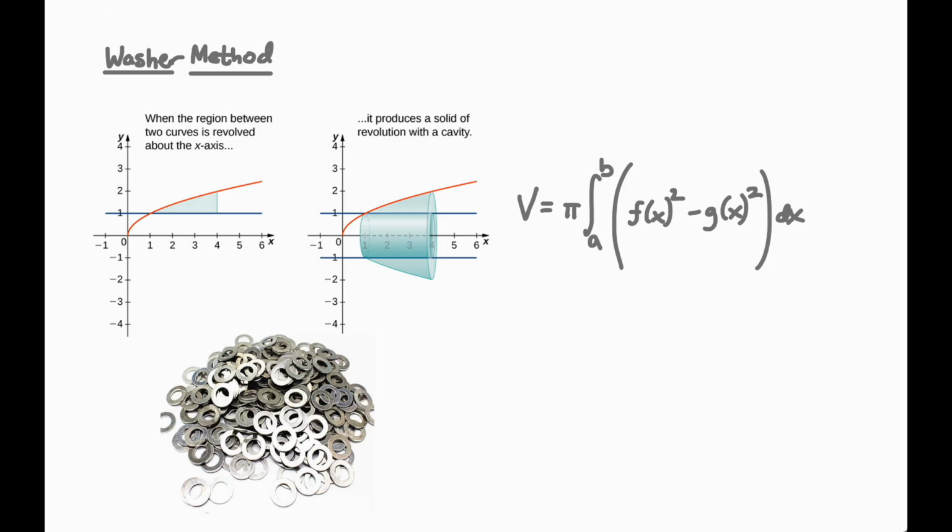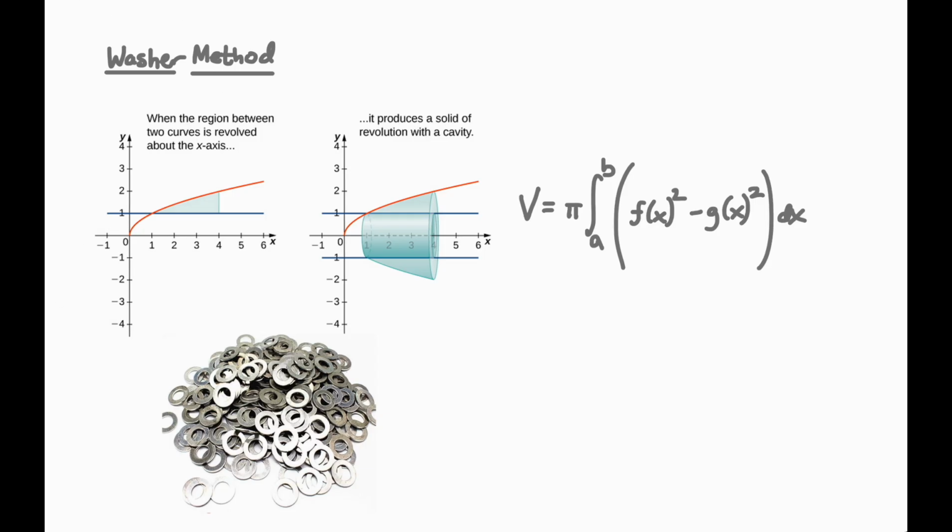In the example that we have right here, you can kind of see that. So we have some shape right here, this area, and then we're revolving it around the x-axis. Well, there's going to be this negative space in between, which you can see right here. It says right here with a cavity. So there's this negative hole right here, but it kind of forms like a donut. You have to kind of imagine that in your head. That's why it's called washer method.